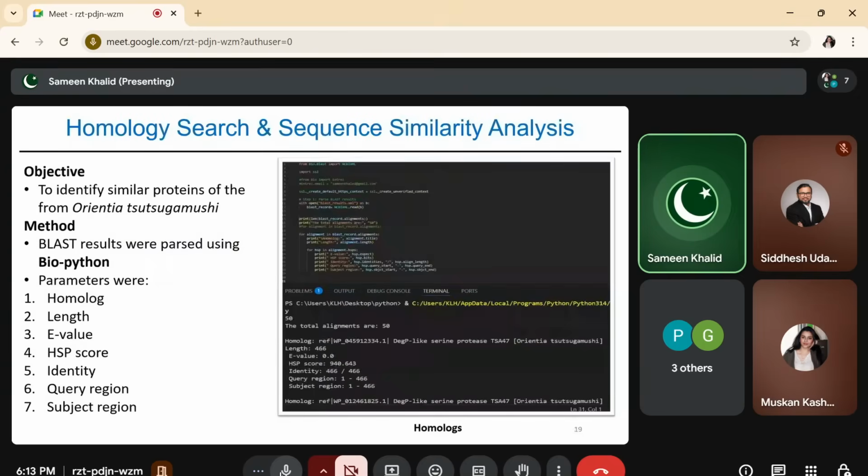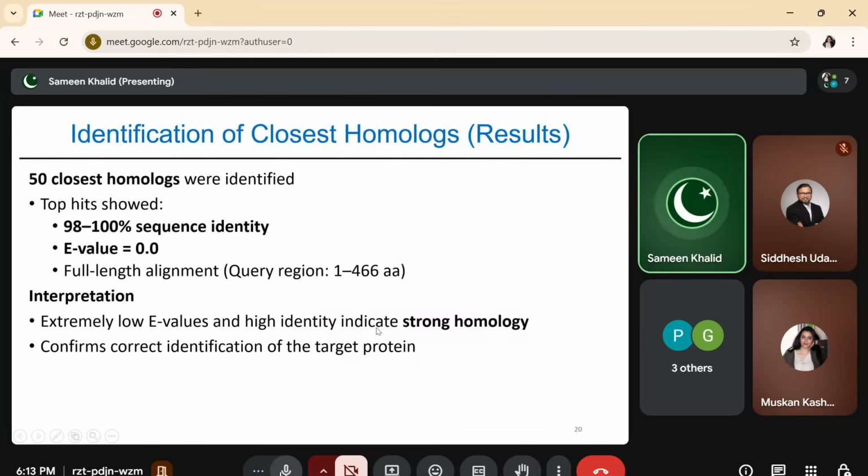So from this result, the total alignments that we got, all the similar sequences we got, were 50, and the top hits showed 98 to 100% sequence identity with an e-value of 0.0, and full length alignment from query region 1 amino acid till 466 amino acids. So we can interpret that extremely low e-values and high identity indicate strong homology. It also confirms the correct identification of the target protein.